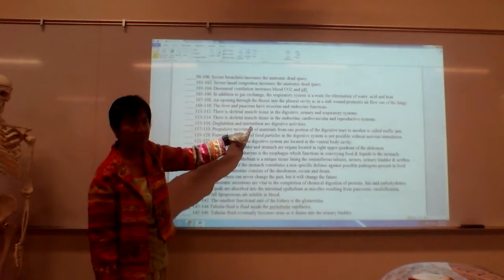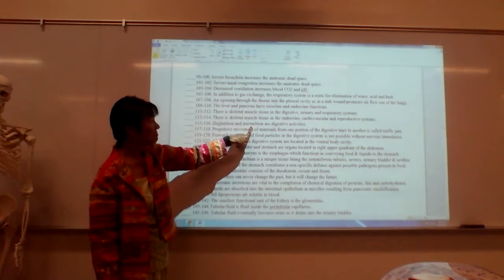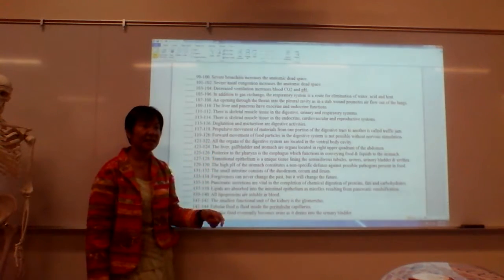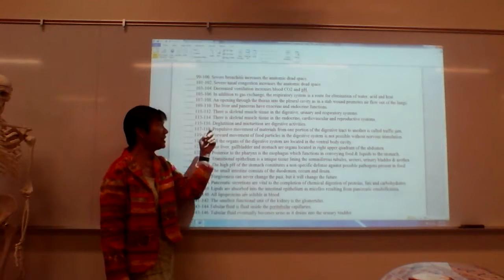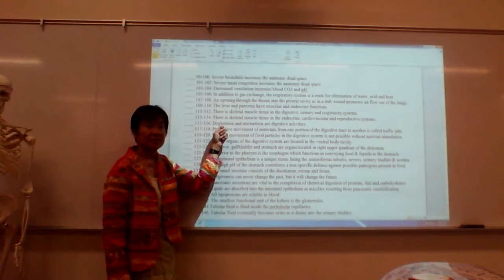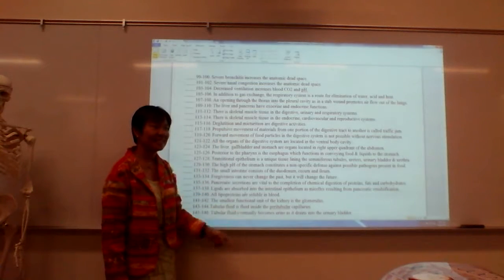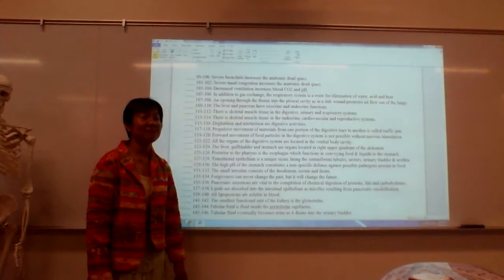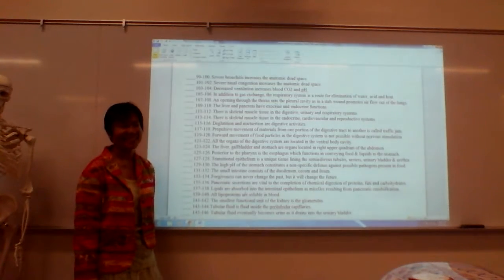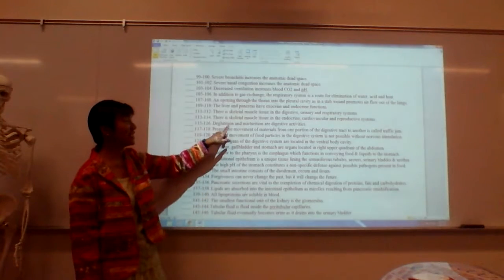Deglutition and micturition are digestive activities. Micturition, yes. Deglutition refers to swallowing. Micturition is urination. So, is this true or false?